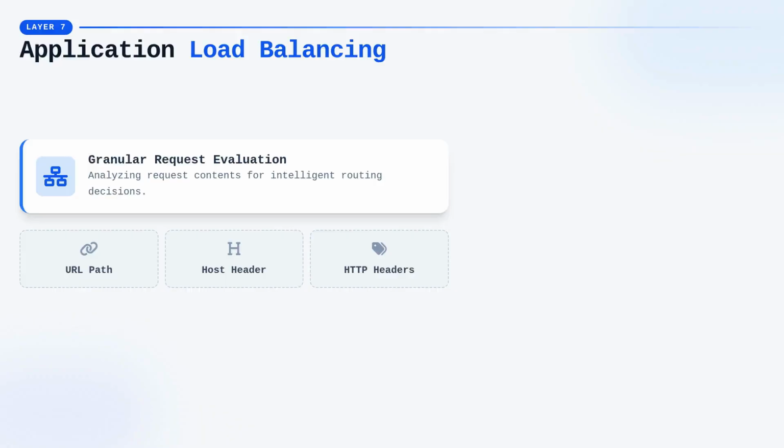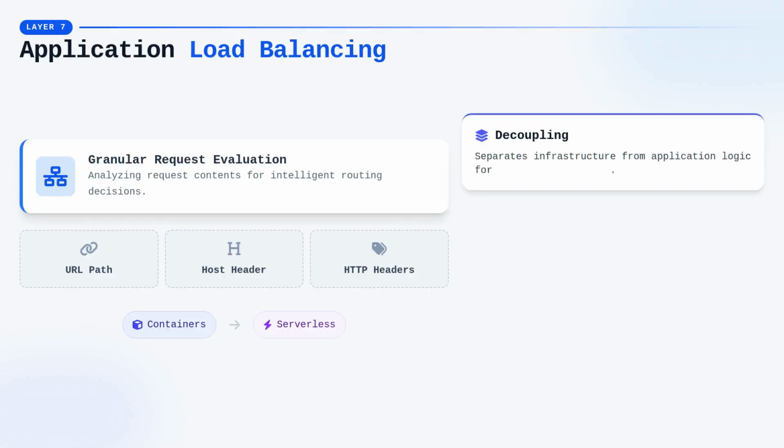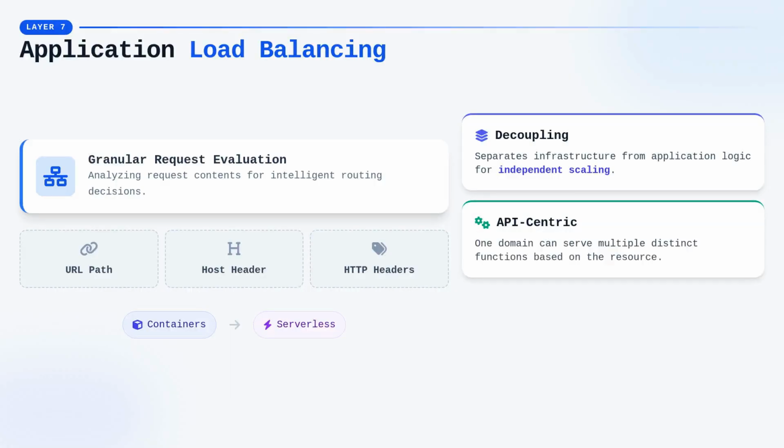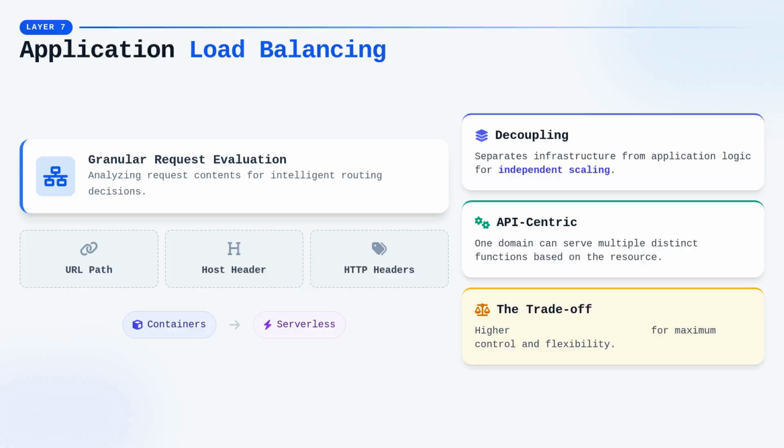This is particularly relevant in complex environments where different segments of an application are deployed as discrete containers or serverless functions. By intelligently routing based on semantic information, you can decouple your infrastructure from your application logic, allowing for independent scaling of services. This capability is essential for modern, API-centric architectures, where a single domain might serve fundamentally different functions depending on the requested resource. The overhead associated with analyzing the application layer is a necessary trade-off for the increased control and flexibility these intelligent proxies provide.